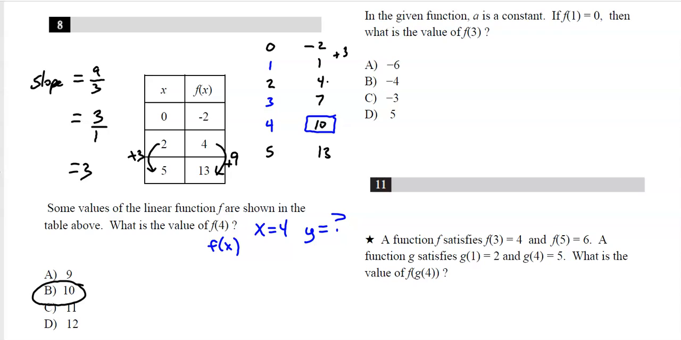There's other ways to do it, but I think finding the slope, once you calculate the slope and you simplify it, tells you how far it jumps for every x.